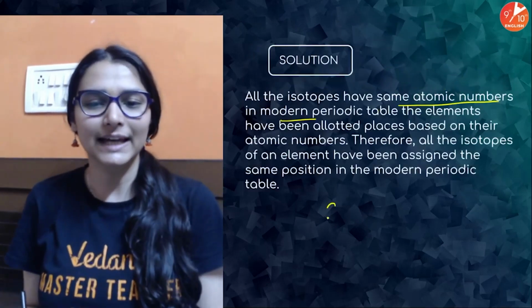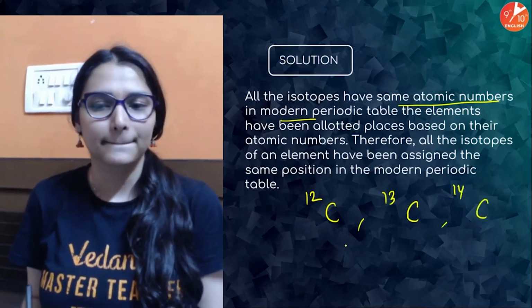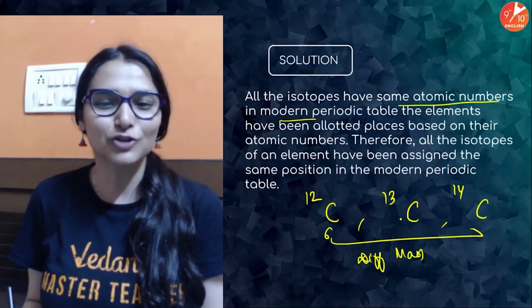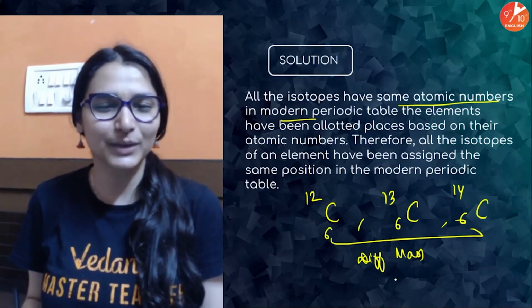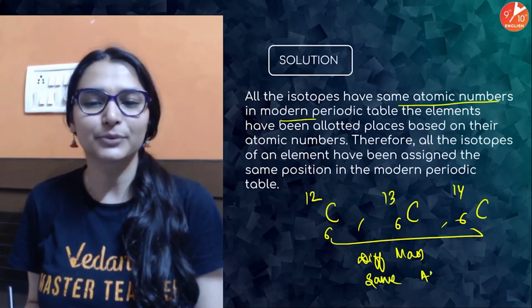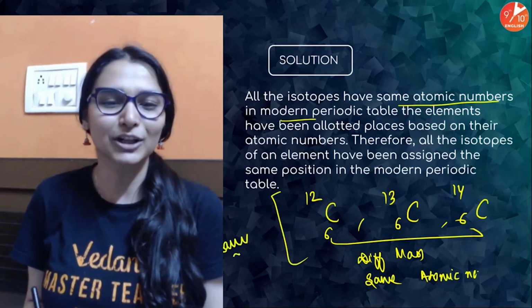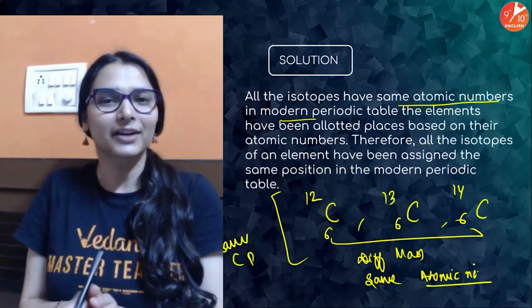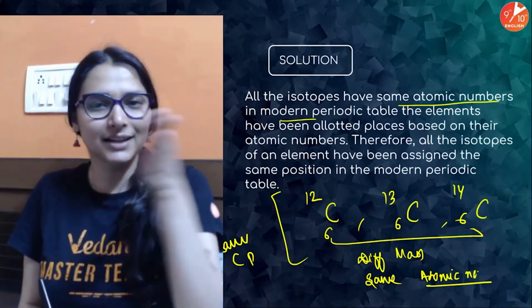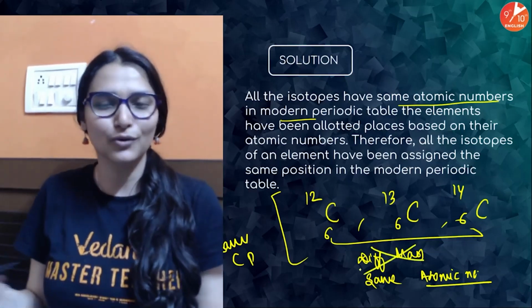Isotopes, look, I'm going to write carbon having a mass of 12, 13 and 14. Isotopes have different masses but the same atomic number. All of them have atomic number 6, carbon atom, because they are atoms of the same element. So they have the same atomic number, and the chemical property is also the same. Same chemical property, same atomic number, keep them together, because this is the modern periodic table, and in the modern periodic table we have increasing order of atomic number, not atomic mass. That is not taken into consideration.